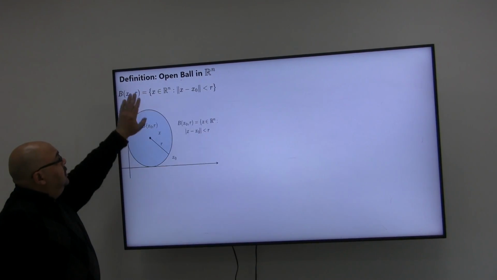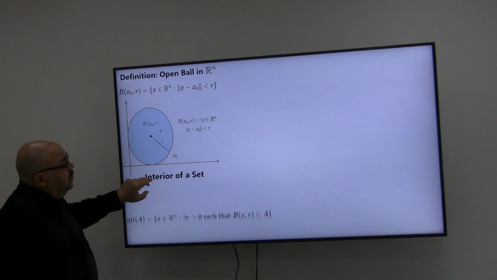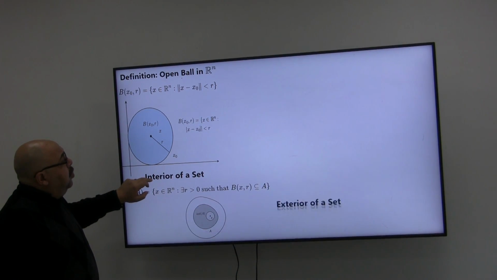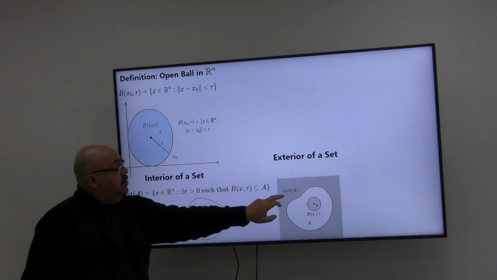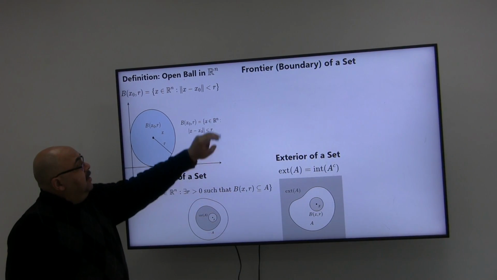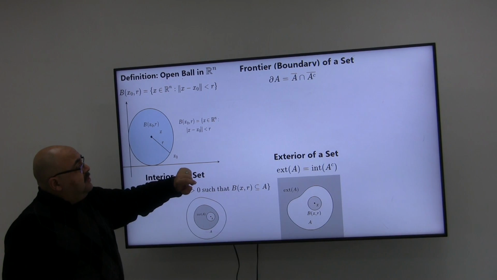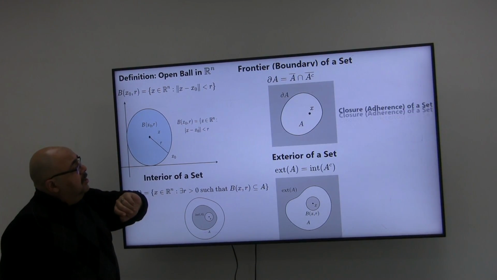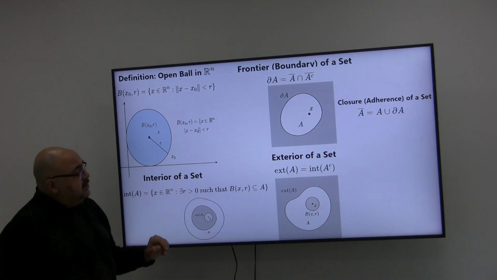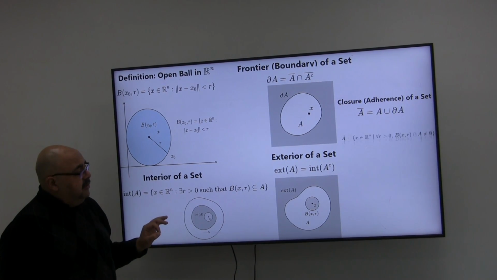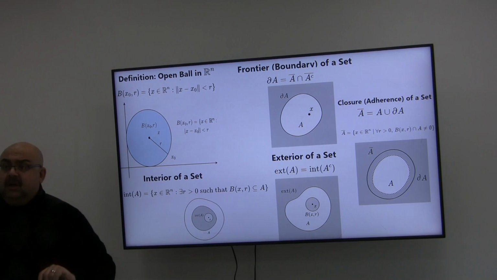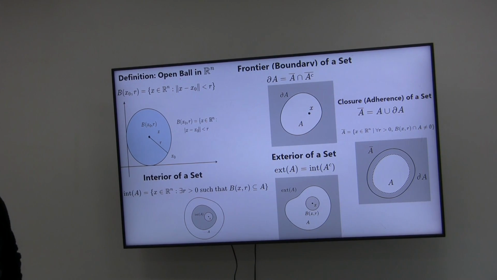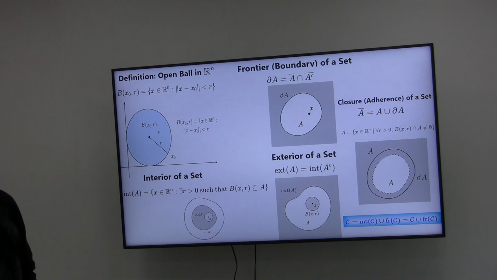This is a summarization. This is an open ball. This is the interior of a set. Okay, once more. This is the exterior of a set. This is the interior, this is the exterior, and this is the frontier, which is the boundary of a set, and its relations. This is the closure or the adherence, which is the interior union the frontier. These are the relations I put in this slide. You will find this slide in your PDF. Okay? I think I sent you this part. I will check after we finish if I sent it or not.